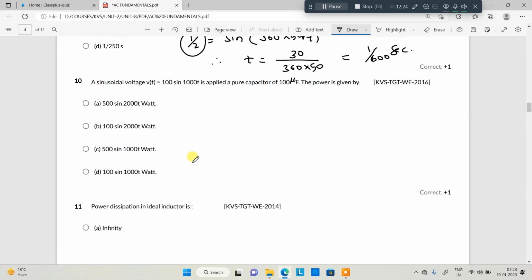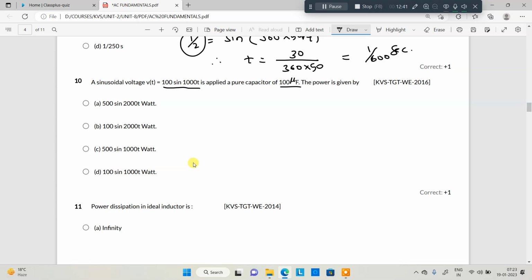Okay. Next, coming to question number 10. A sinusoidal voltage V of t is equal to 100 sin 1000 t applied to a pure capacitor. The power is given by? They are asking about the power.